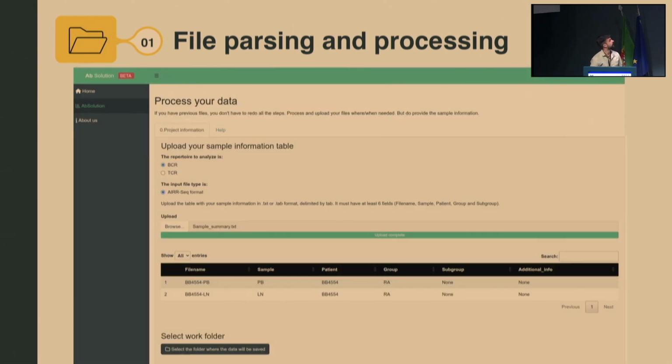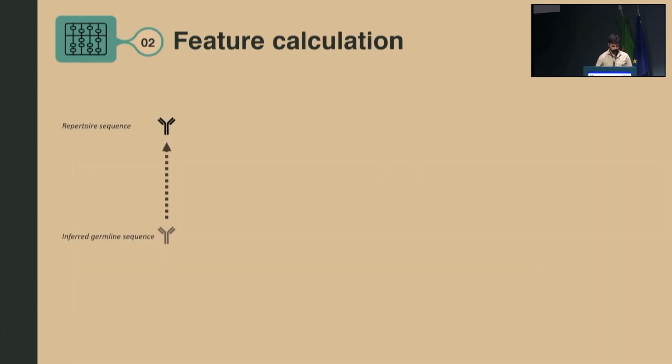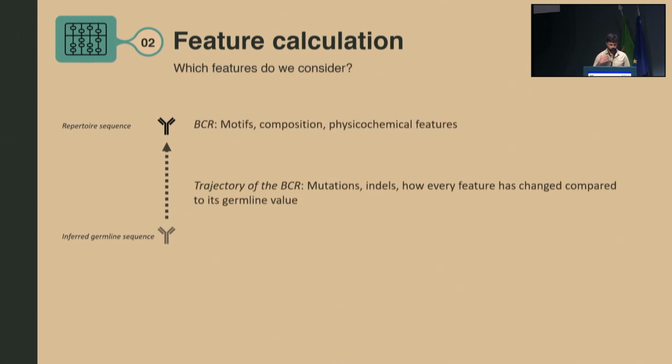So yeah, it's a standard R Shiny interface, looks fancy. And the next step is the interesting one. It's where it calculates the features. So it doesn't only infer the germline, but also calculates many features. Features that are related to the repertoire sequence per se, or features that are related to how this repertoire sequence has changed from the germline. And this says something about the trajectory of the sequence.